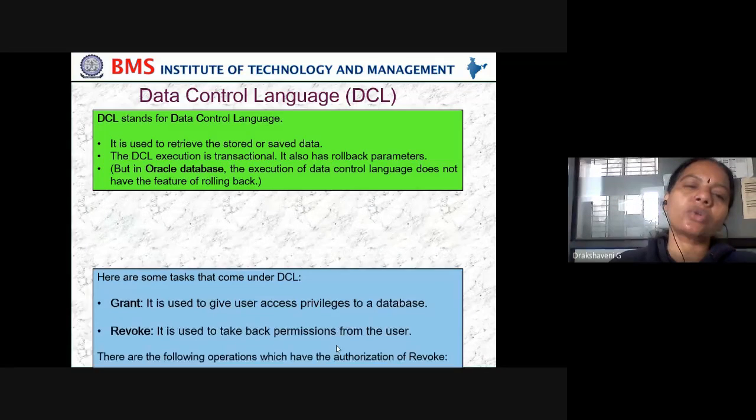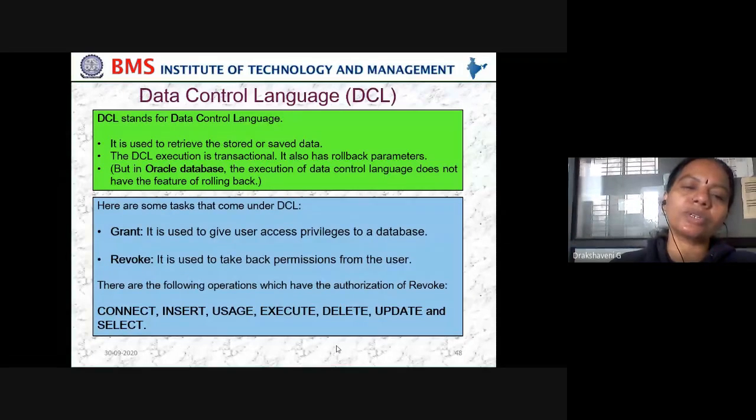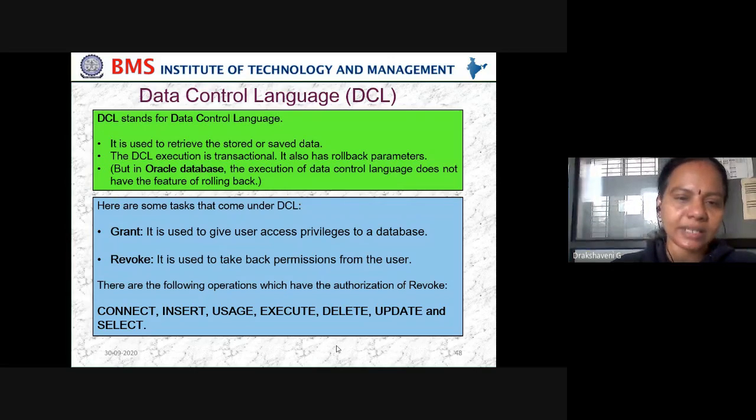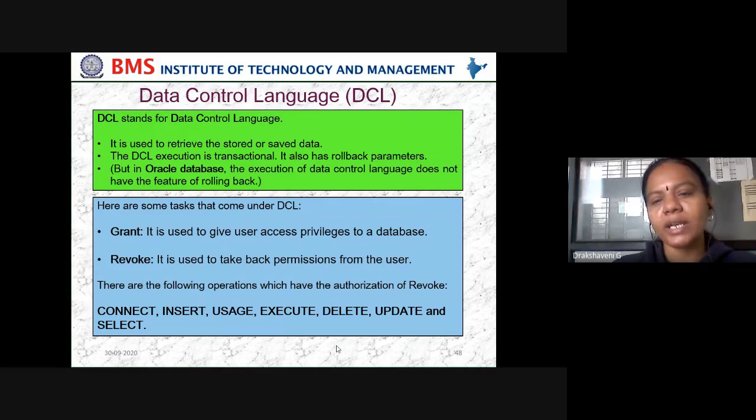So then what is control language? Someone should control, like your parents control you not to move out now, at least because of COVID-19. In the same way, here we have something called data control language. It is used to retrieve the stored or saved data. The DCL execution is transactional. It also has a rollback parameter. But in an Oracle database, the execution of data control language does not have the feature of rolling back.